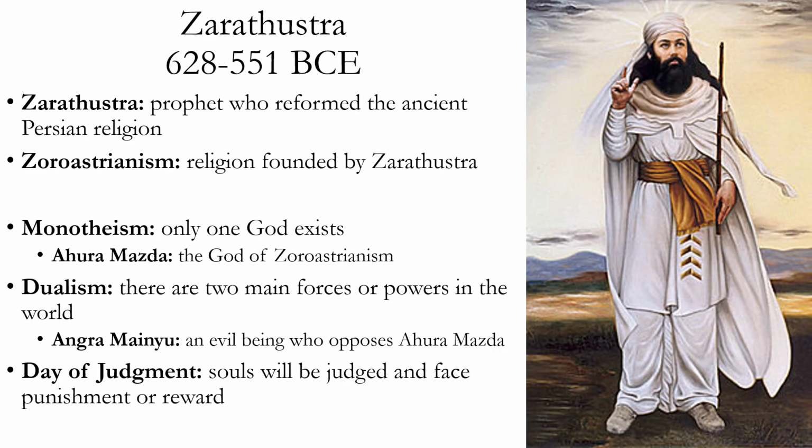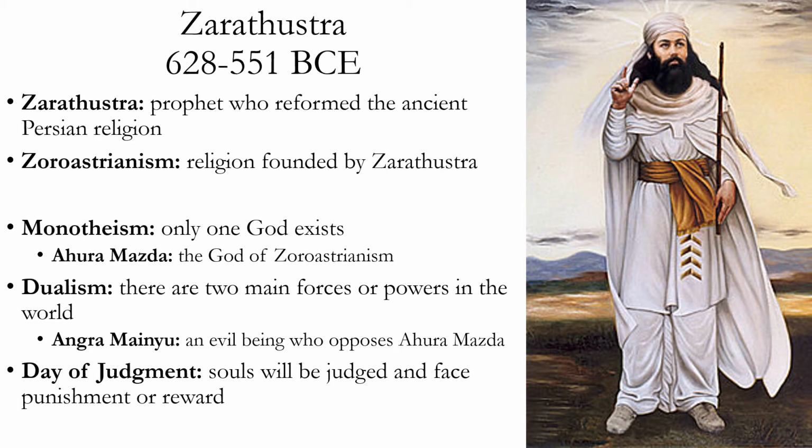Another example of an ancient prophet is Zarathustra. He's believed to have lived around 628 to 551 BCE, although this is just an estimate. It's difficult to date him precisely. Zarathustra was a prophet who reformed the ancient Persian religion. So the religion he founded based on his new teachings is called Zoroastrianism. Zoroastrianism is a word derived from Zoroaster, which is how the Greeks referred to Zarathustra.